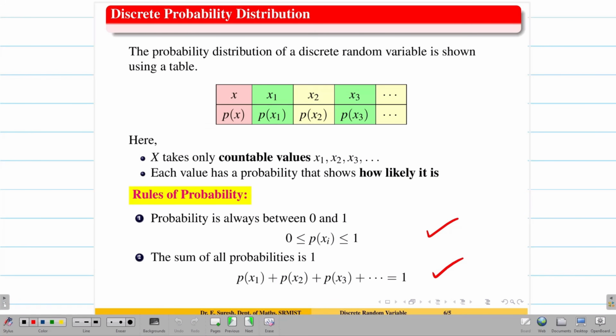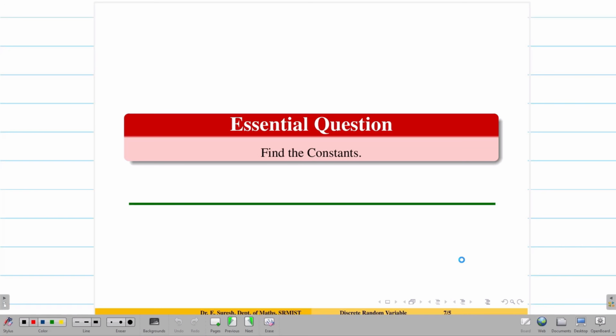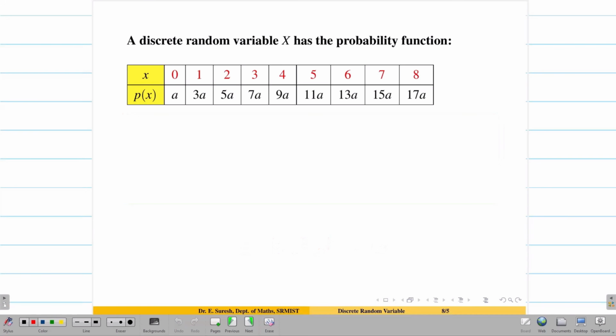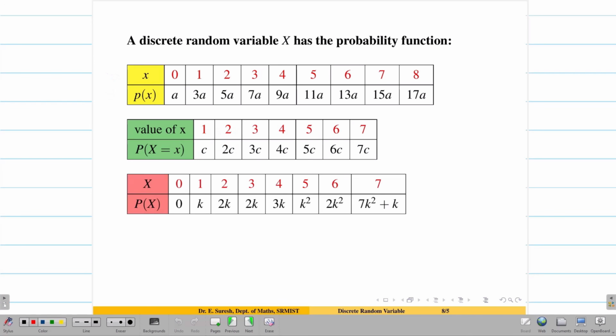Now let us get a clear picture of how questions can be asked on a discrete random variable. The essential question: they will tell you to find the constant. You will be given some constant like A, K, C, B, etc. We have to find that first. You see the question: the discrete random variable has a probability function, X and then their probabilities are given. We want to find A first. So either A or C or K, these things we have to find.